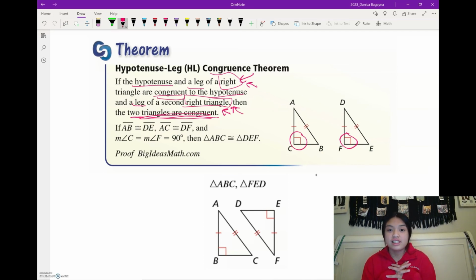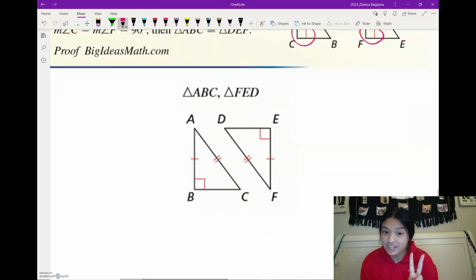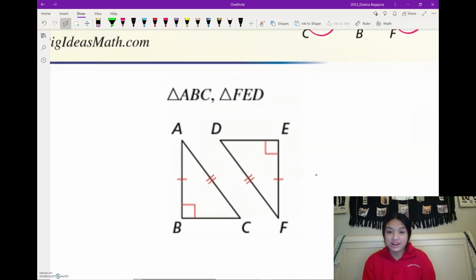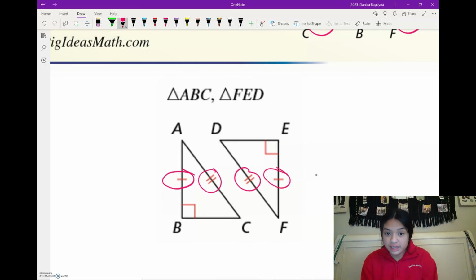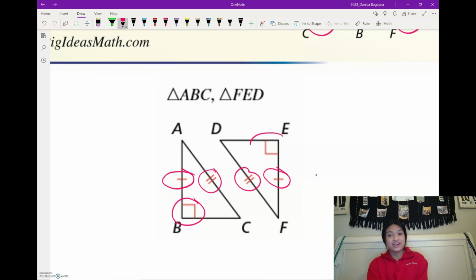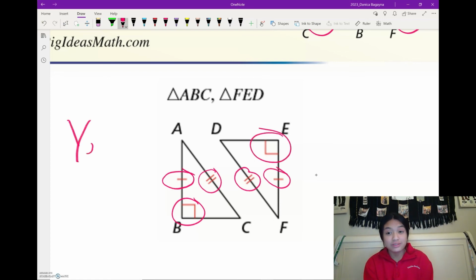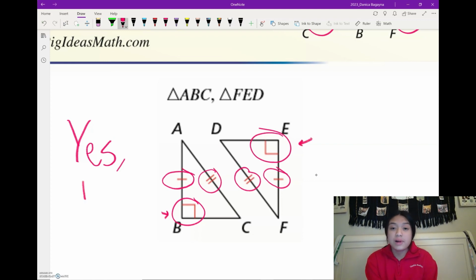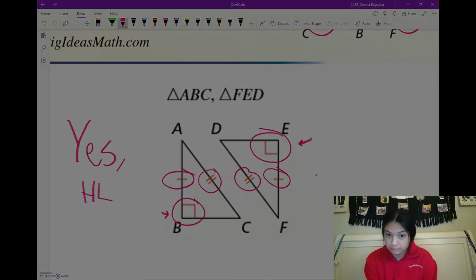Anyways, in this example, we have two right triangles. Yes, the hypotenuses are congruent, and yes, one leg of the triangles are congruent to each other, which means that yes, these triangles are congruent, and since I have said this before, right angles always equal each other. That means these triangles are congruent by the hypotenuse-leg theorem.